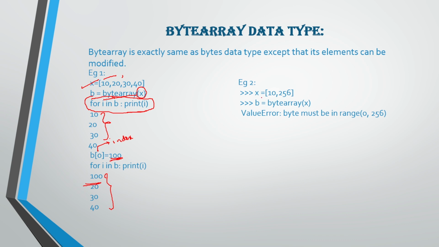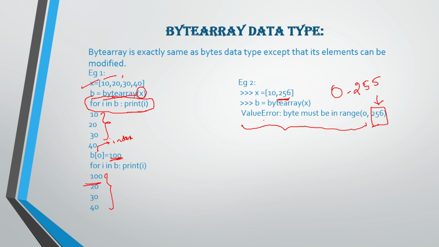Then the second example goes like 10, 256, b equals bytearray of x. Now let us check why we are going to get this kind of error here. If you see this ValueError, byte must be in range. The range for a byte is from 0 to 255, whereas here you have given 256, so this is out of the range of a byte. Whenever you are using bytearray, the values you give inside the array should be from 0 to 255.